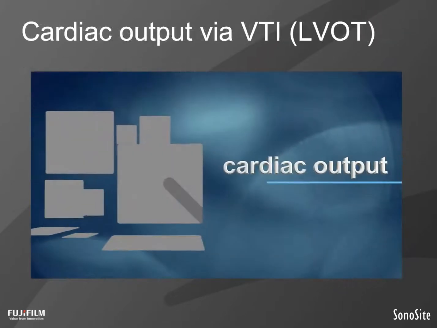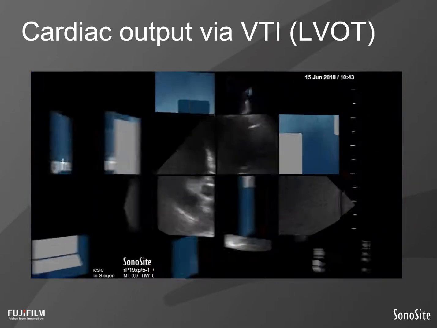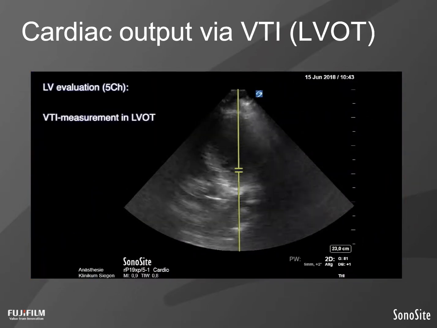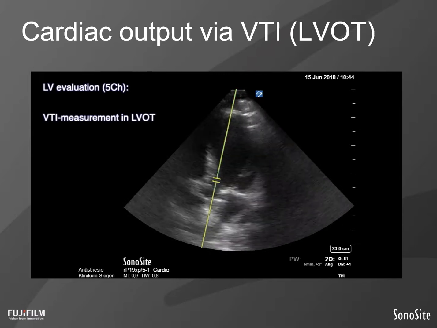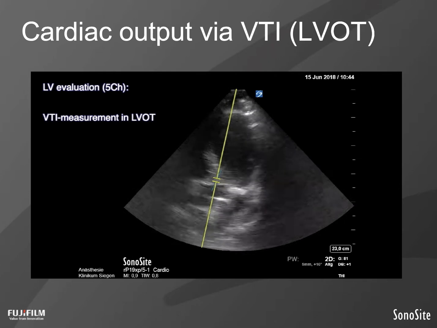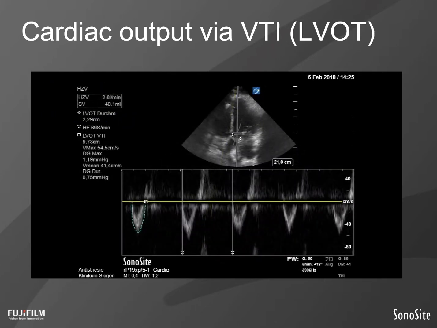For VTI measurement in the LVOT, you have to install the four-chamber view, then lower the probe, and you get the five-chamber view. Align the pulse wave Doppler with the aortic bloodstream. A maximum angle error of 20 degrees is allowed. Then you get the pulse signal. You can circle this signal and you get the velocity time integral, which is essential for cardiac output measurement.